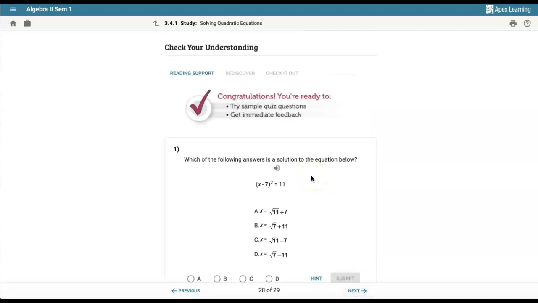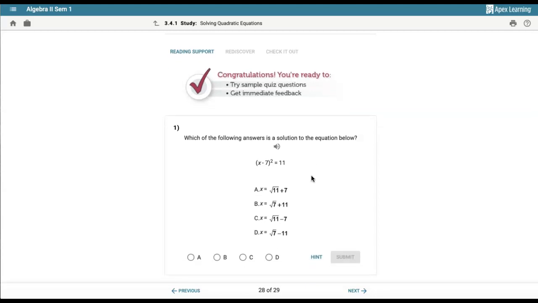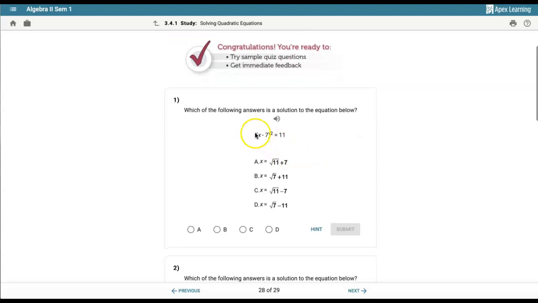All right, and finally, we have now come to our last check your understanding, and this is going to be an example of what the last quiz in this unit is going to look like. So, can you square both sides? Great, hopefully you can. Then you're going to have a positive version and a negative version. These answers only have one potential option here. It's not making you give both.